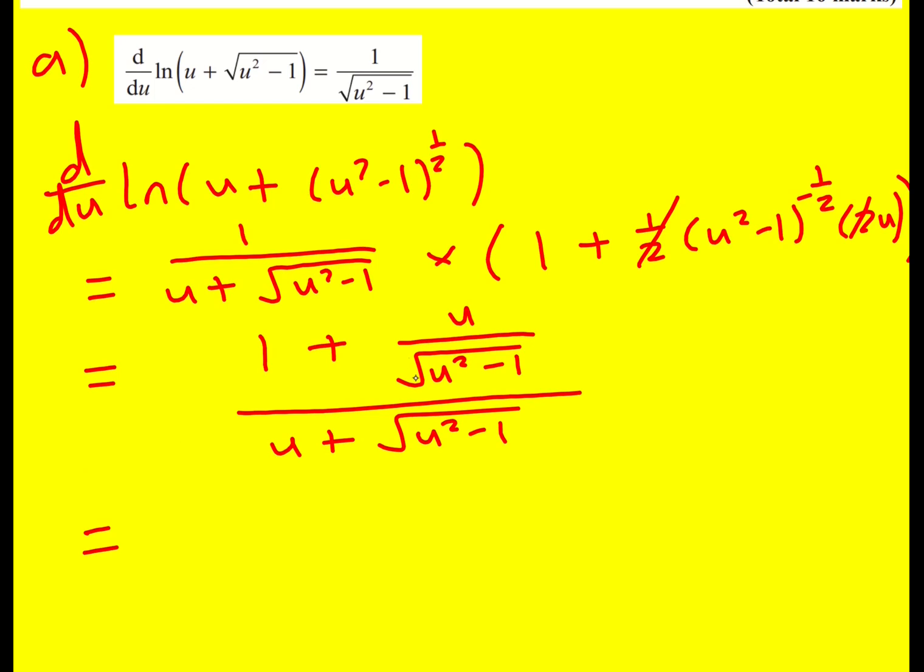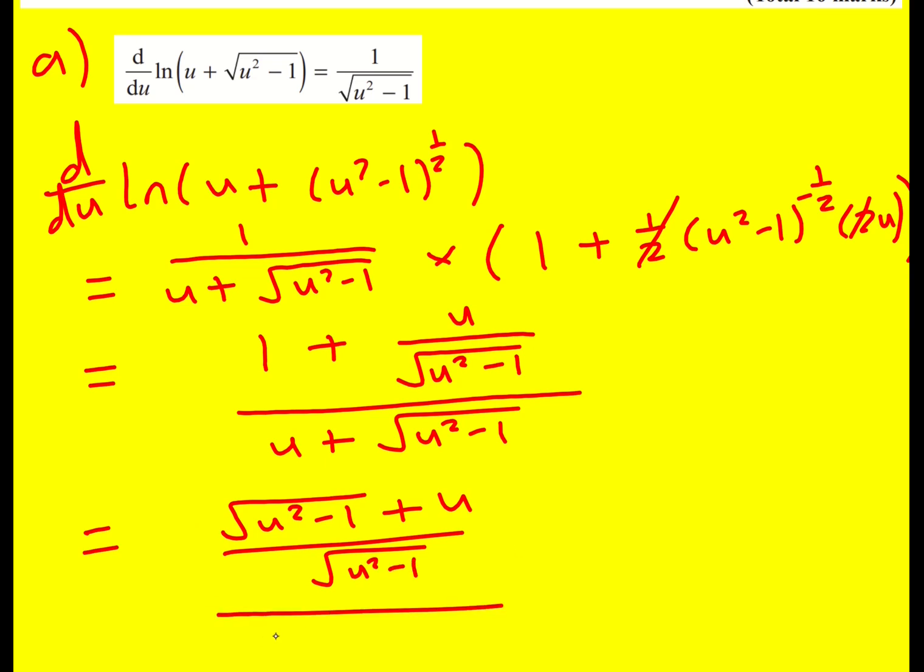It might be tempting to times through by root u squared minus 1. Would that work? I don't want to do that. I think a good shout is to put it over a common denominator. So it's going to become root u squared minus 1 plus u over root u squared minus 1. I definitely didn't want to multiply by this denominator because this is looking a lot better now, believe it or not.